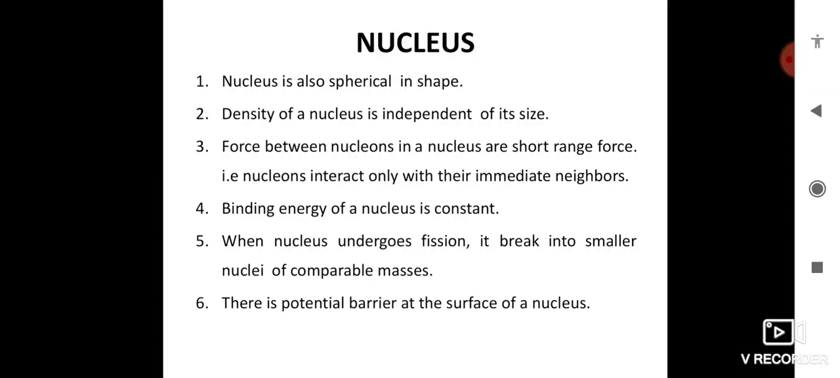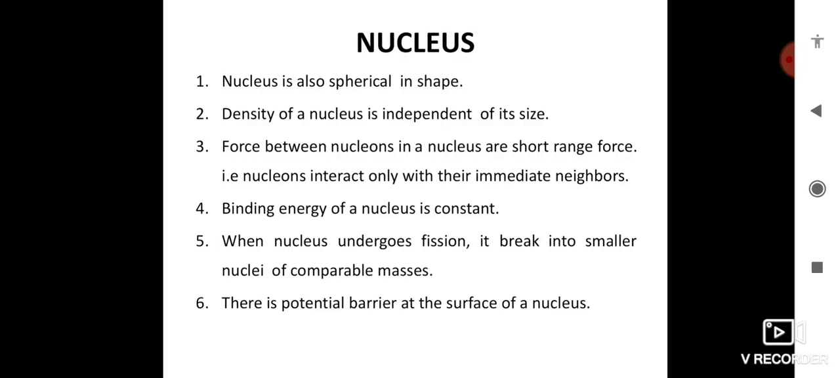When a nucleus undergoes fission, you know that is the splitting of heavier nuclei into lighter nuclei. And there are two cases, one is fusion and another one is fission. And there is a potential barrier at the surface of a nucleus, which prevents the entry of alpha particles into the nucleus.